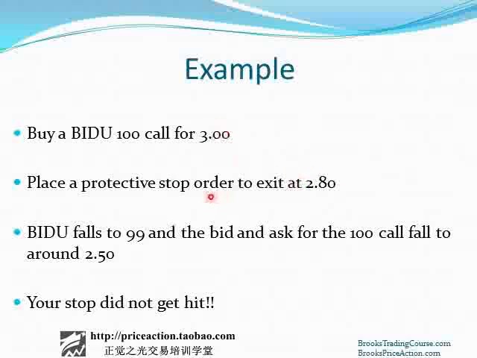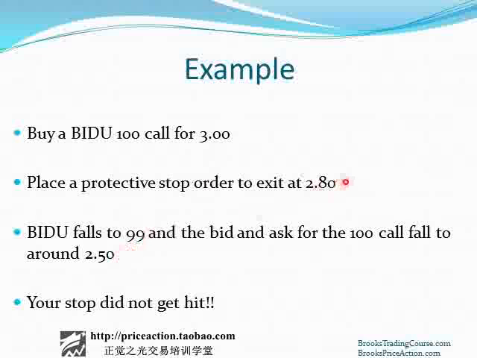There's a problem with that. Let's say Baidu starts to sell off and it falls down to 99, right? That means the value of your call is probably now worth about 2.50. And if you look over at your positions, you might find you're still holding that 100 call and it's now worth 2.50, right? How could it fall to 2.50, well below your 2.80 stop, and your stop not get filled? Well, it's because the Baidu options are not actively traded, and it's possible that no trades took place in the Baidu calls, even though Baidu fell $1 and the value of the call fell to 2.50.